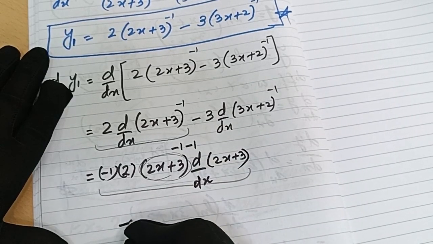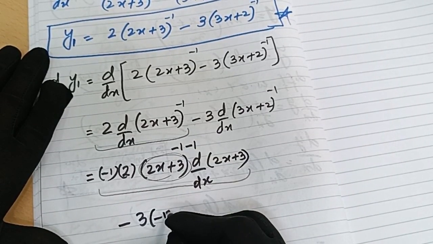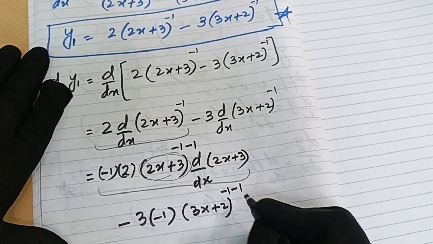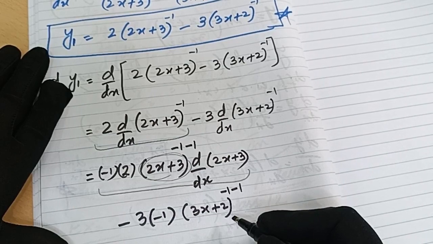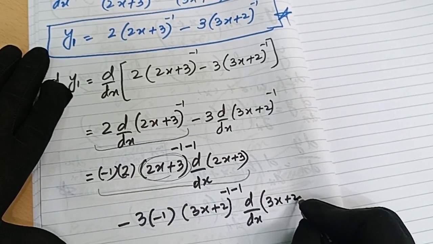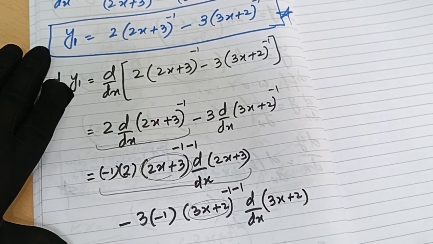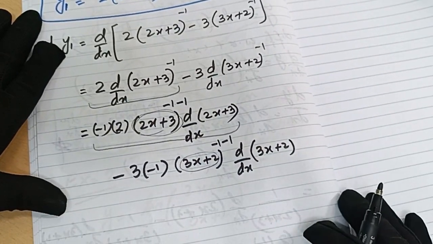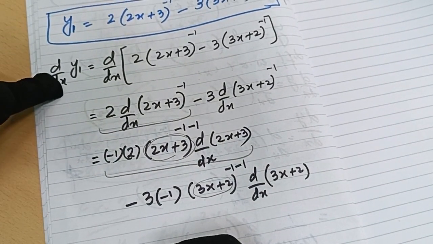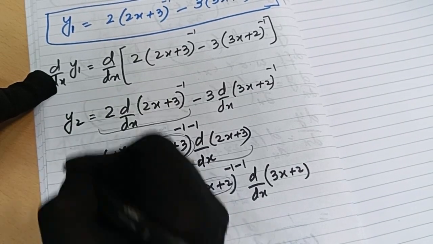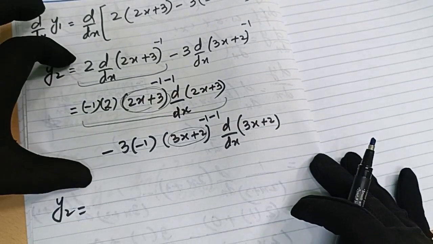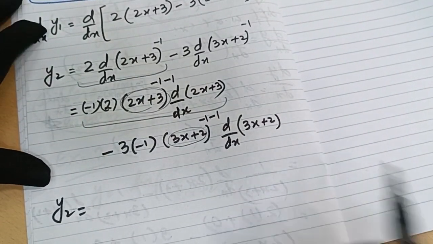Okay, now minus 3, power at the start, (3x plus 2) to the power minus 1, or power decreased by 1, and the derivative of the function inside that power. Okay, so I have applied the power rule till here. Now equals, this has become the derivative of the first function, which is y2. It's the second derivative, y2. This is this one step, y2.